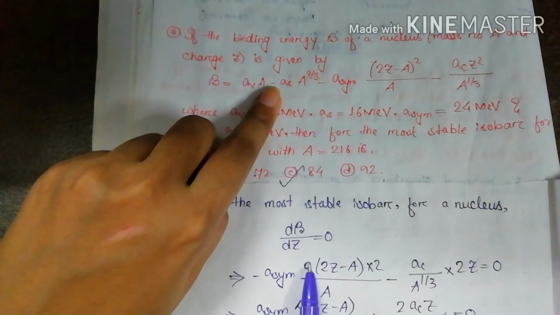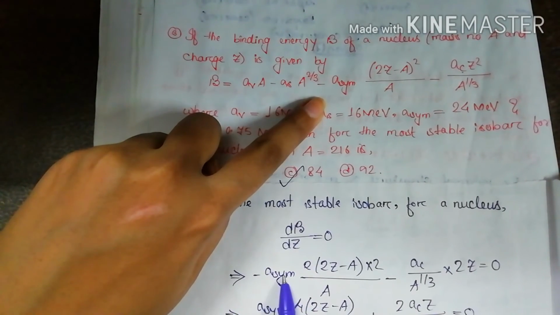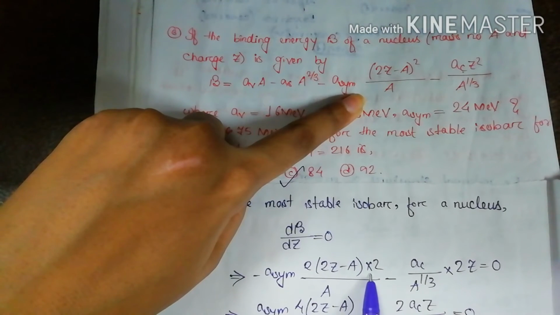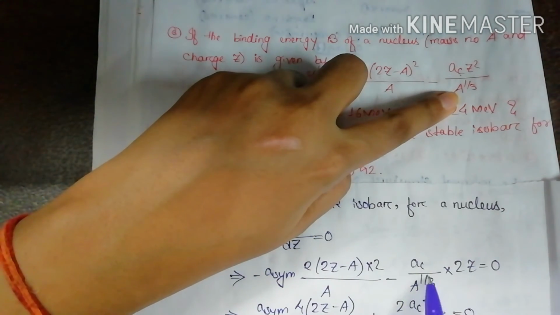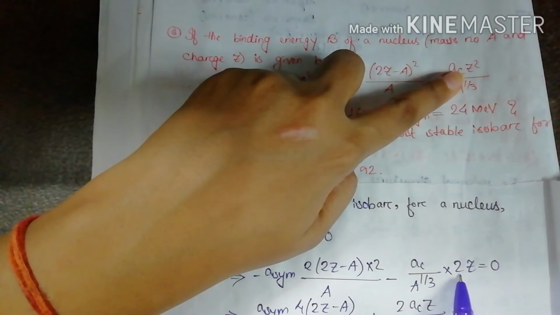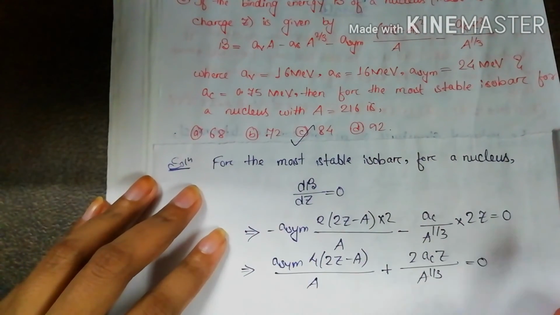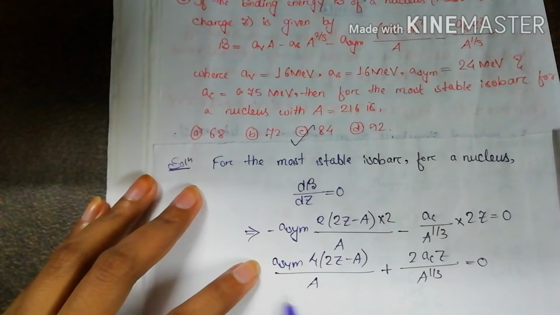If we differentiate, these are the constant terms. It will give minus A symmetric into 2 into (2Z minus A). Again, differentiating this 2Z will give only 2, and A is a constant. Minus AC by A to the power 1 by 3 is constant, and Z square on differentiating will give us 2Z. So finally, removing the minus sign and making all the terms positive, you will have A symmetric into 4 into (2Z minus A) by A plus 2ACZ by A to the power 1 by 3.